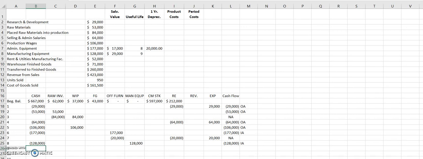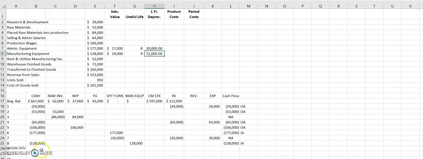Transaction number 9, we're going to recognize the depreciation on that equipment. Again, we have a salvage value of $29,000, a 9-year useful life. So again, we'll take the cost, subtract its salvage value, divide it by its useful life. To calculate that every year, we're going to have $11,000 in depreciation on that manufacturing equipment.